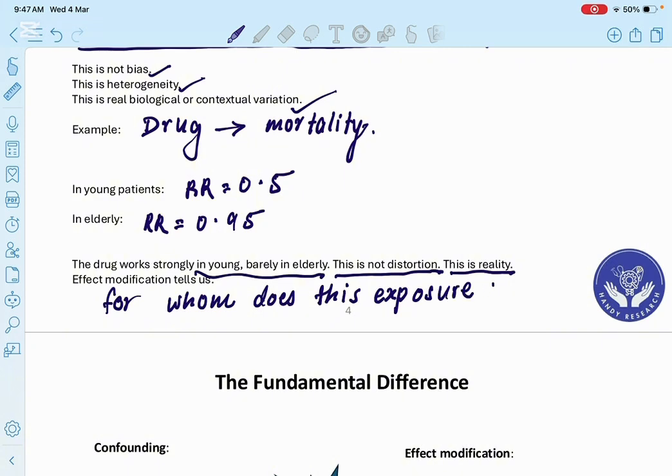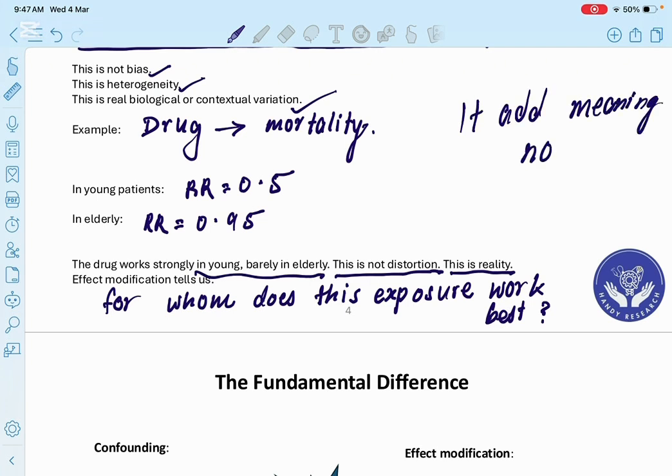Here, age is not a confounder, because there is a lot of biological variability that leads to the young surviving well and the elderly barely surviving. That's why it is effect modification and not a confounder. It adds meaning, not bias. That's why I already explained it is heterogeneity. It is real biological or contextual variation, and it is not bias.